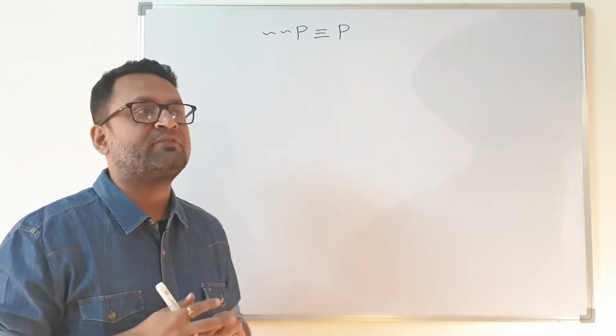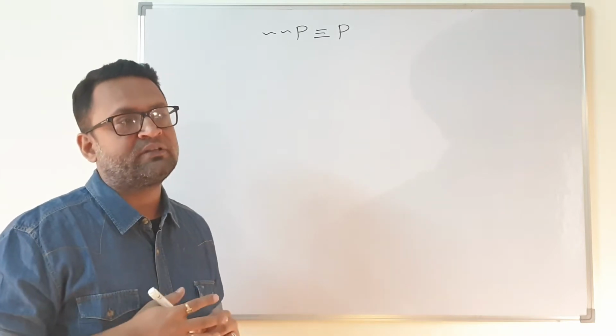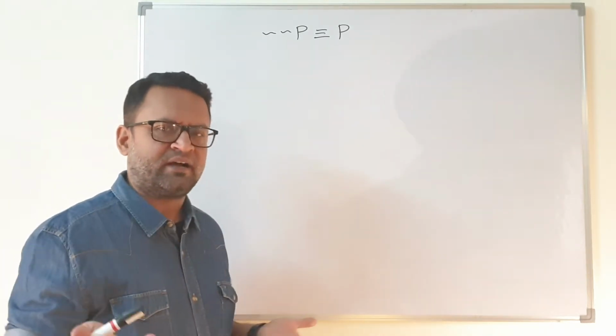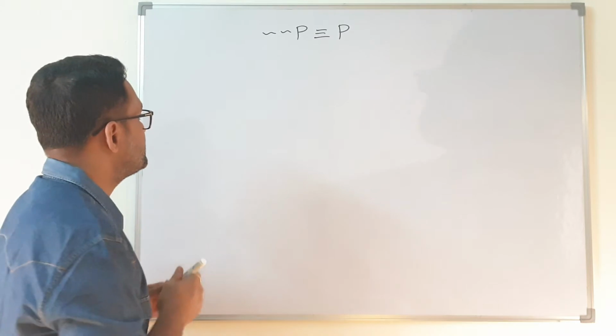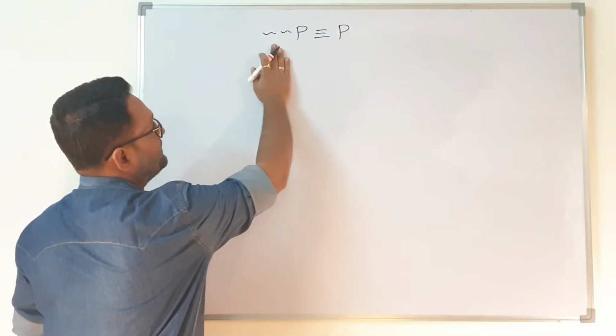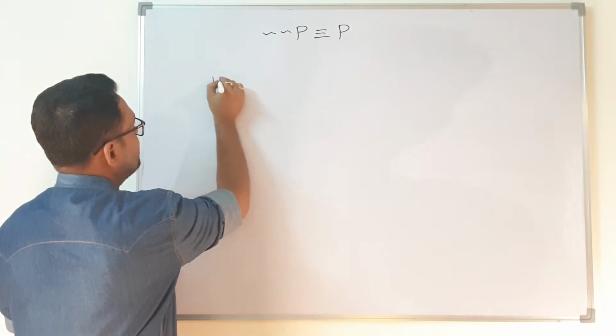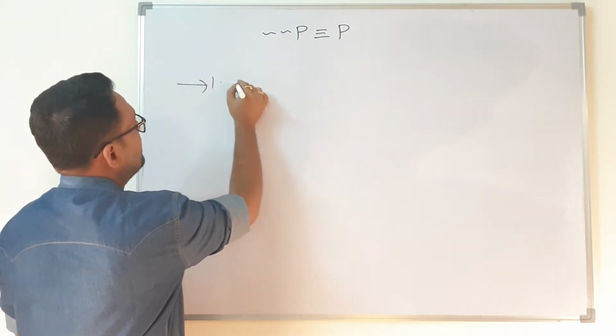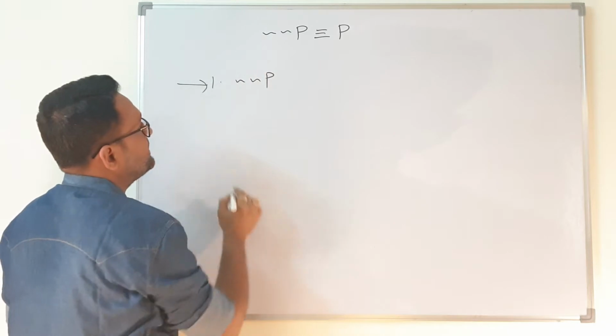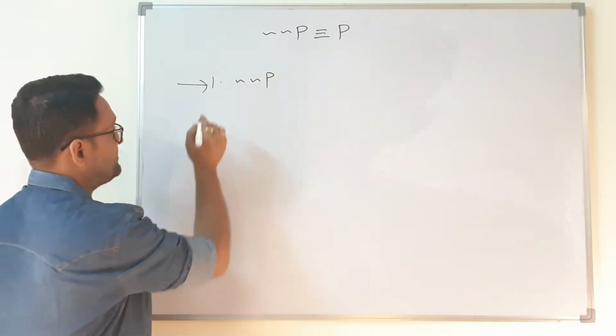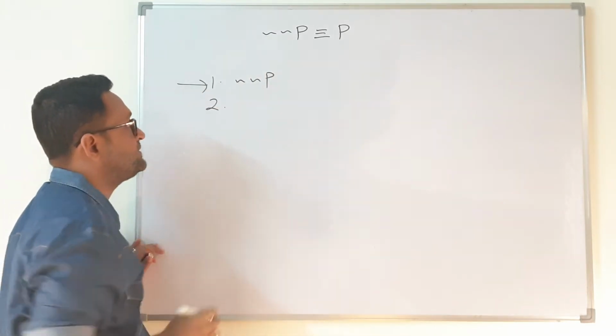I will try. If I can solve it, it's good. If not, then we will use another strategy. But ultimately, we will be solving the question. Now we would like to go from LHS to RHS. So how to go from LHS to RHS? Our first line can be double negation P. So this is going to be the first SCP assumption.